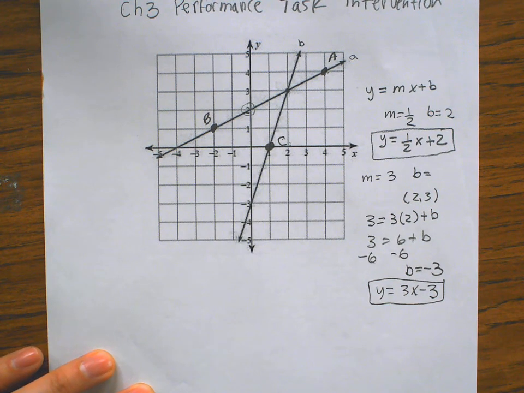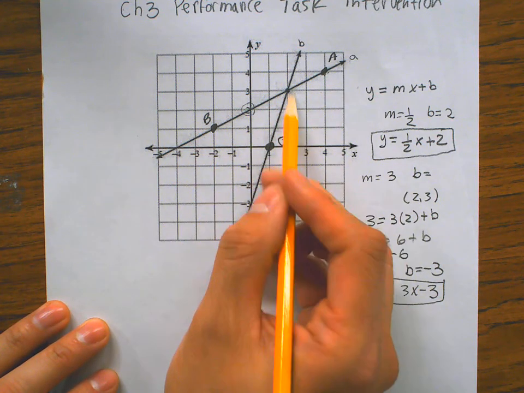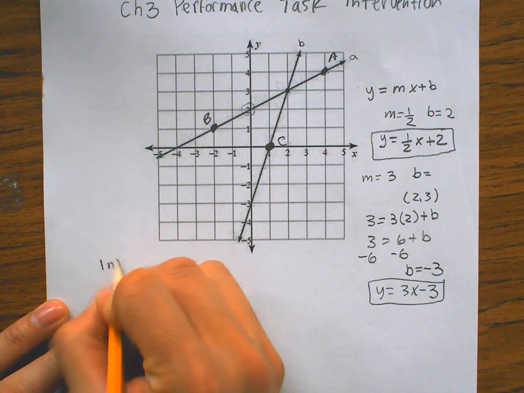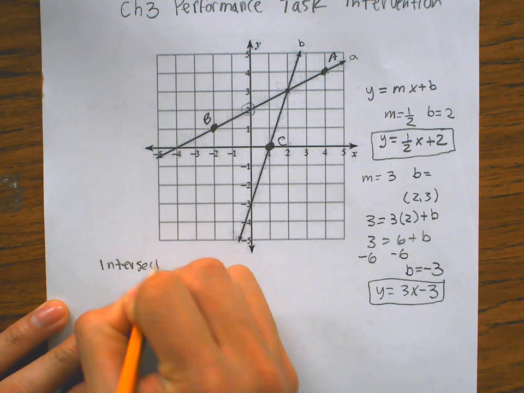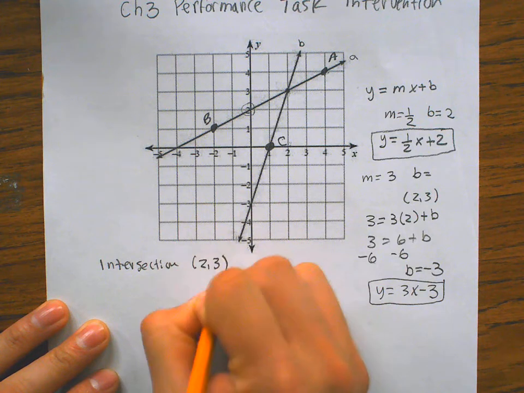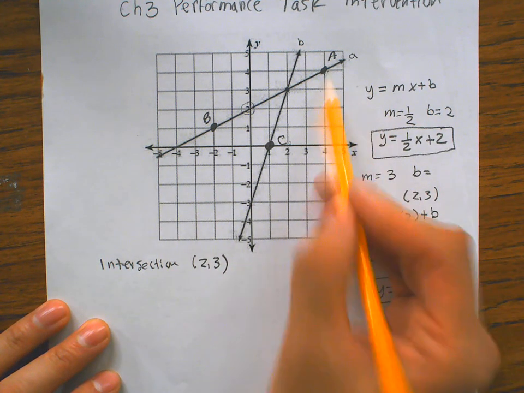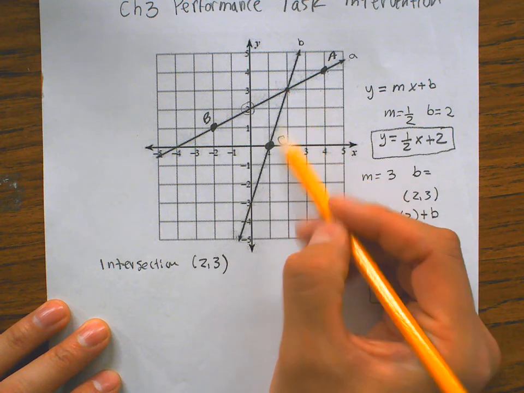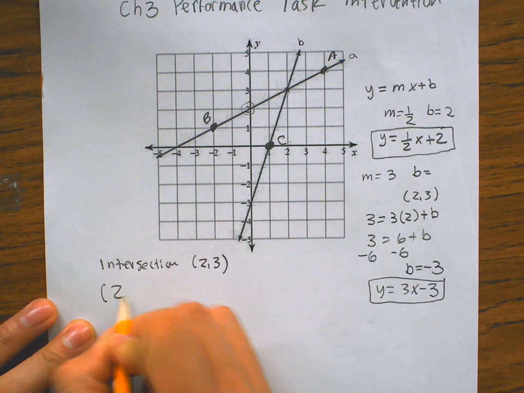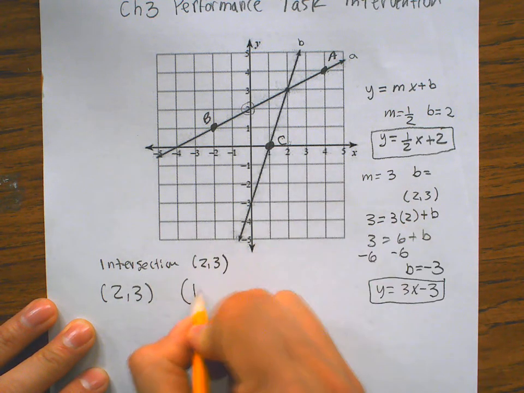Now, as you can see, the two lines intersect at point 2, 3. So the point of intersection is going to be 2, 3. Now, say for example, I wanted to find the distance from this point to that point. Okay, so I want to find the distance from 2, 3 to C. So that's going to be 1, 0.